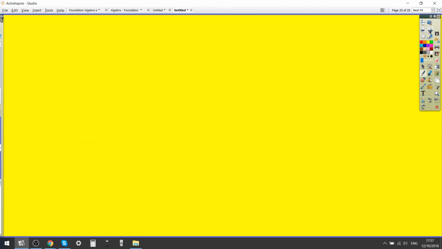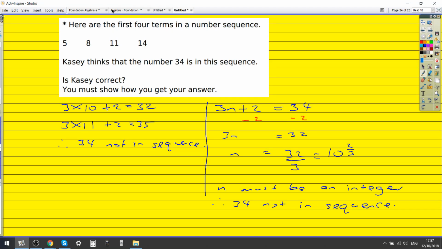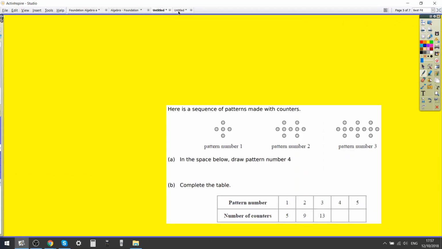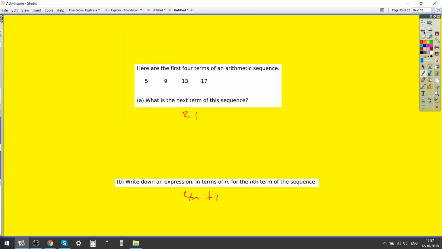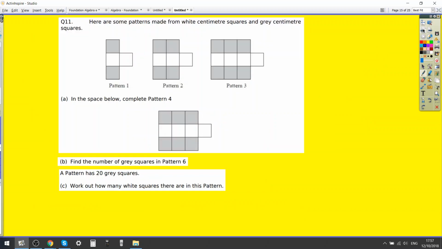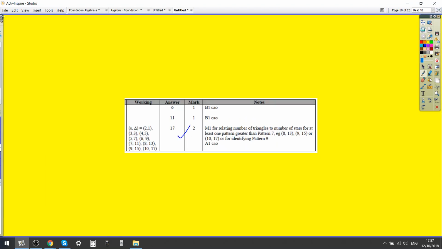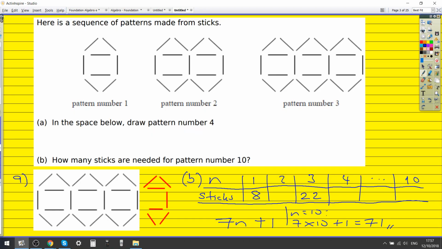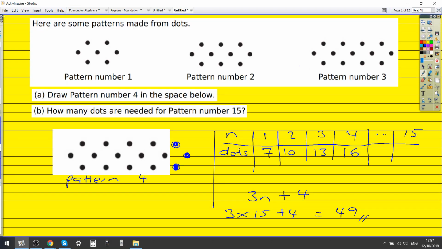Yeah, so in general, with the sequence of diagrams, it always helps to write it as a table. So n for the pattern number, and then do it as a table. If you're stuck, the term to term rule is the easiest way, and then you either sub it in or solve it.